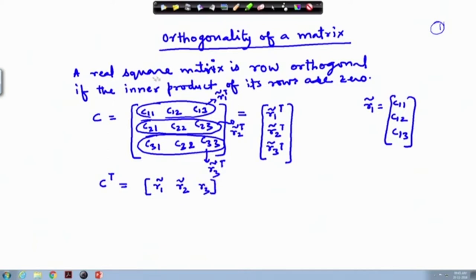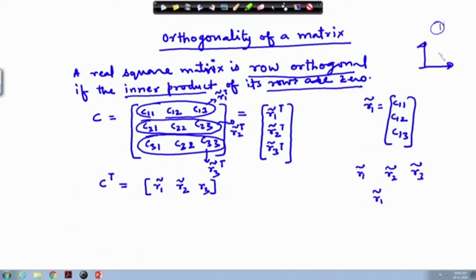Now, as we have written, a real square matrix is row orthogonal if the inner product of its rows are 0. Here you have one vector R1 tilde, another vector R2 tilde, and another vector R3 tilde. Orthogonality means they are perpendicular to each other. If you have two vectors, R1 and R2, and they are perpendicular, then if you take the dot product of them, R1 tilde dot R2 tilde will be equal to 0. So you do not have any component of R2 along the R1 direction, or R1 along the R2 direction.